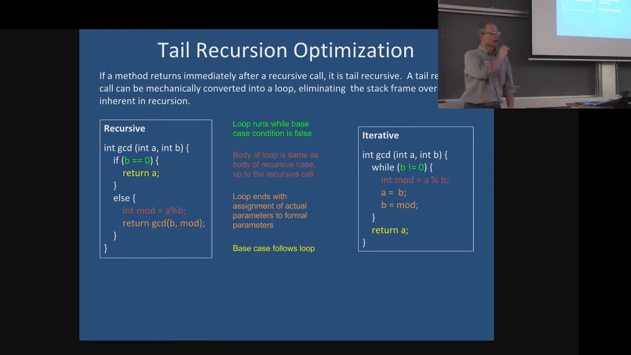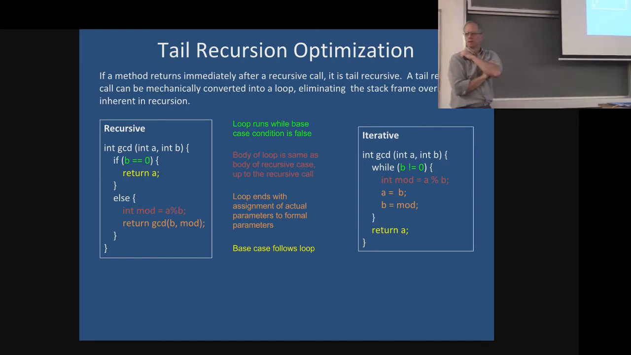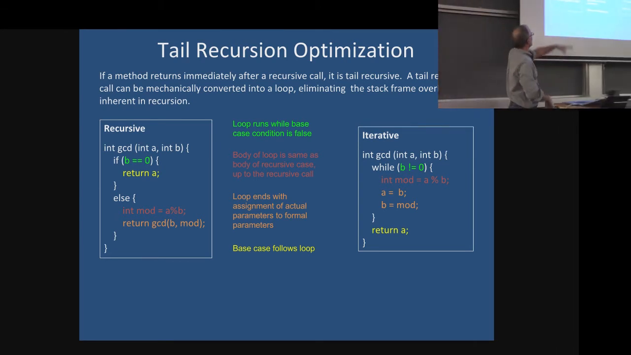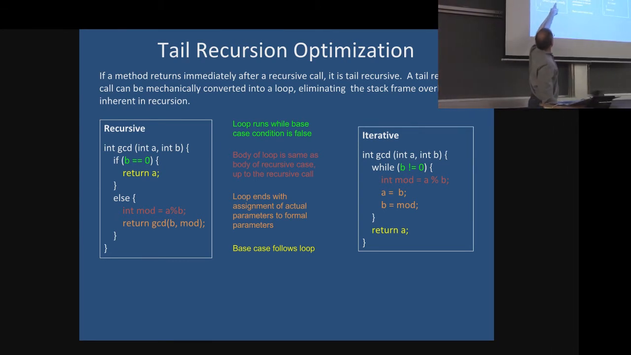So how can you recognize tail recursion? If I give you a method and ask, is it tail recursive? What will you look for? If the recursive call is the last thing in the method? Yeah. The last thing you see after the recursive call, you just got to make sure that what the method does is return.